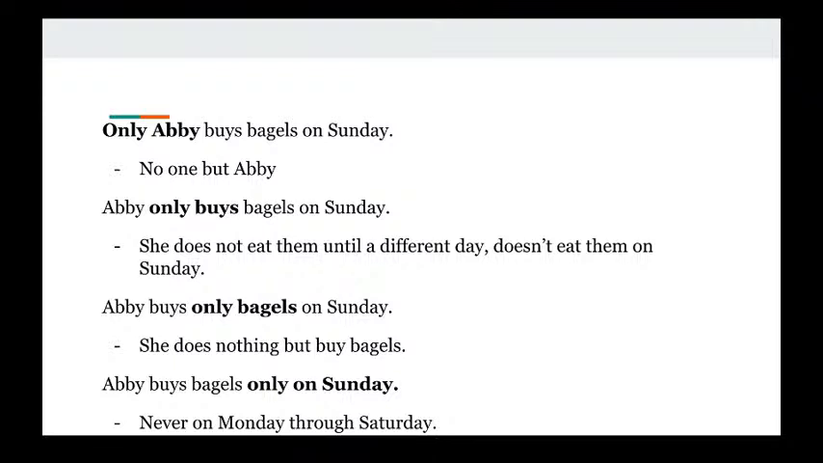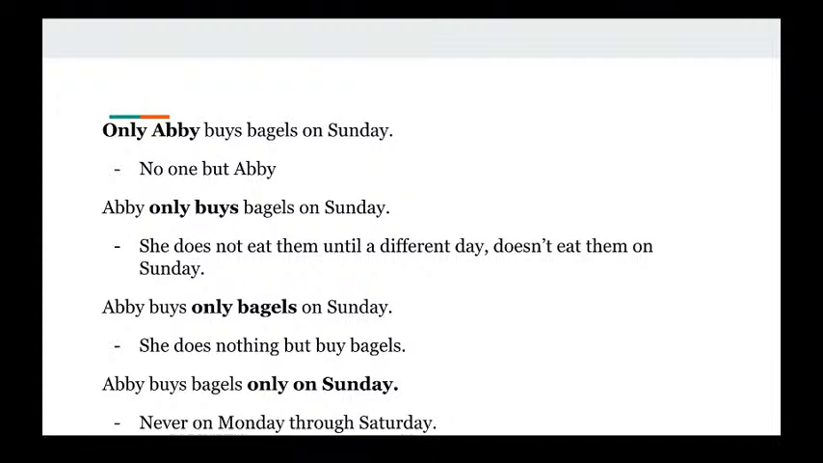So in sentence number 1, only Abby buys bagels on Sunday means that no one but Abby buys bagels on Sunday. So not Chuck or Alex or Andrew, anyone else, it's only Abby. But sentence number 2, if we put the only after Abby and before buys, we have Abby only buys bagels on Sunday. So she does not eat them until a different day, and she doesn't eat them on Sunday. So she just buys them. She doesn't do anything with them. The sentence is implying that all she's doing is only buying.